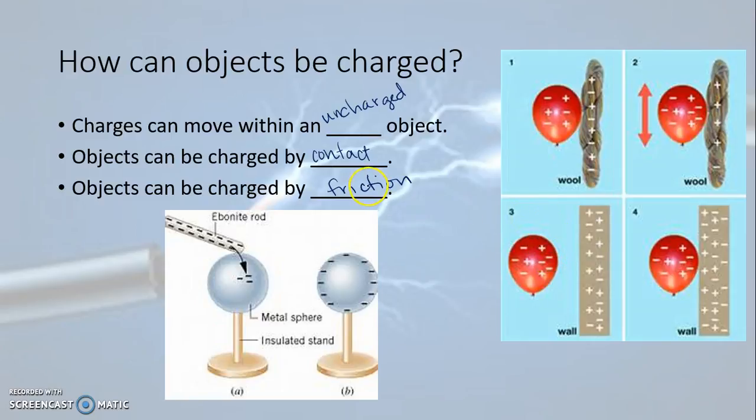An object can be charged by contact. That would be the picture down here. You take something that has a negative charge and you put it next to something that has a neutral charge, and the electrons can flow from the charged substance into the uncharged. And now it has a negative charge to it. Okay, so that's by contact, where there's an actual transfer, kind of like conduction, a transfer of the electrons.